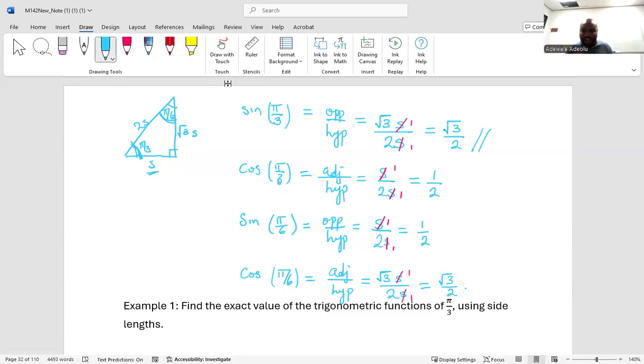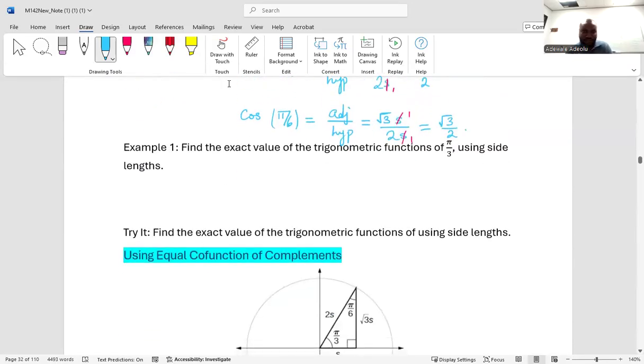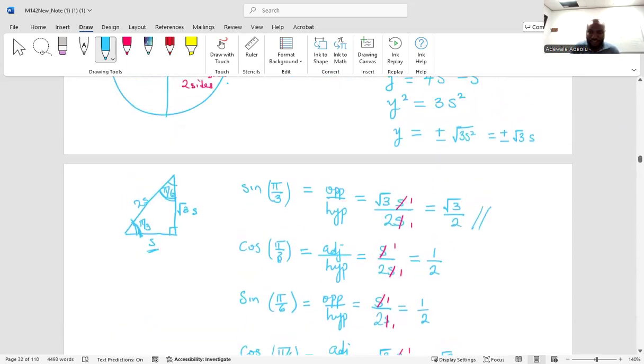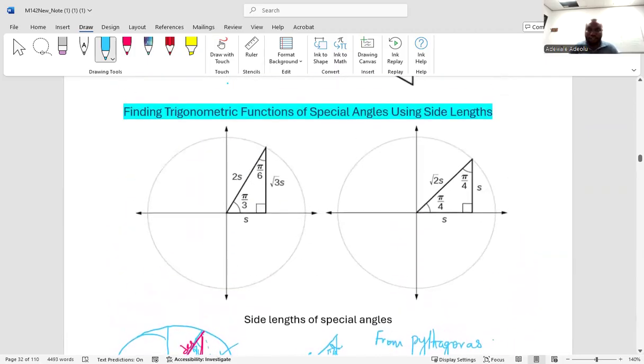Now, we notice something. Let me see. Okay, we've now answered this example. Okay, now I want to introduce something. To do that, we can see, so that is what I did here.